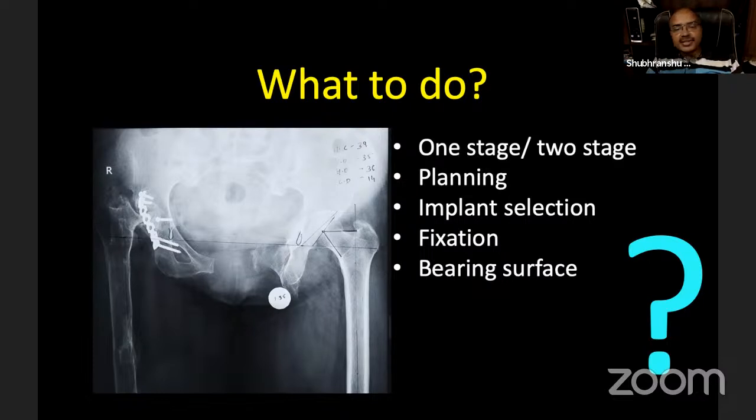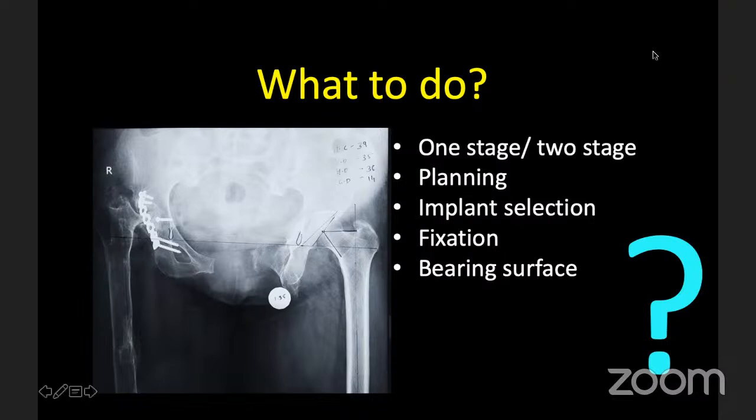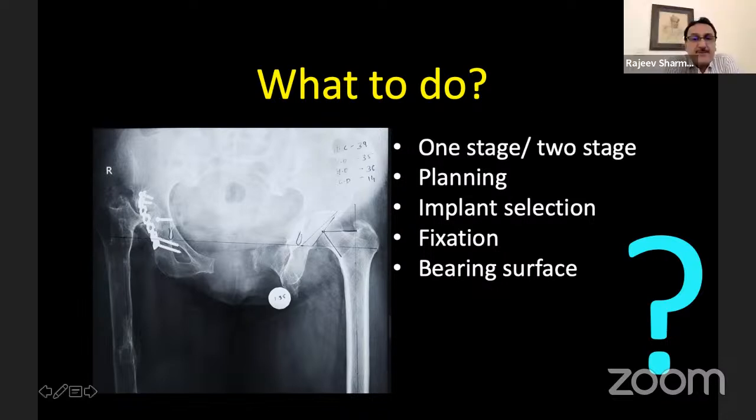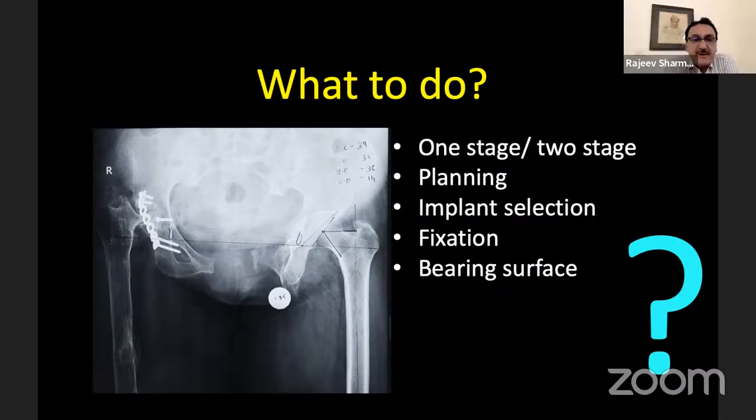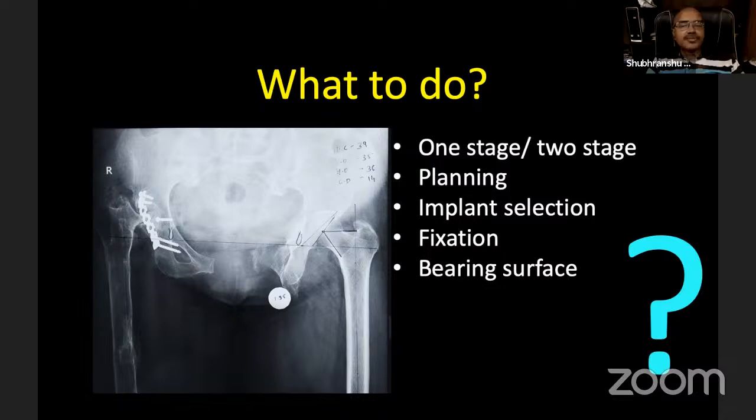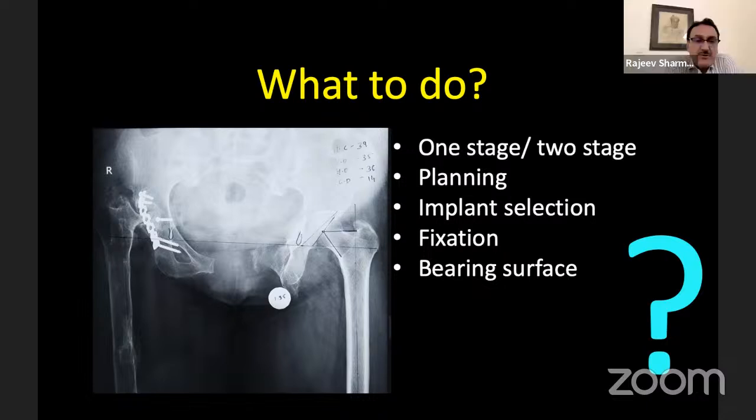What is the planning? What is the implant selection and fixation? And what is the bearing surface? Anyone would like to comment? I think I would prefer a one stage in this kind of situation. And what is your planning for surgery? The first should be the removal of the plate as much as possible, removing all the screws. Maybe one of the screws may be difficult to remove, but that should be the first planning.